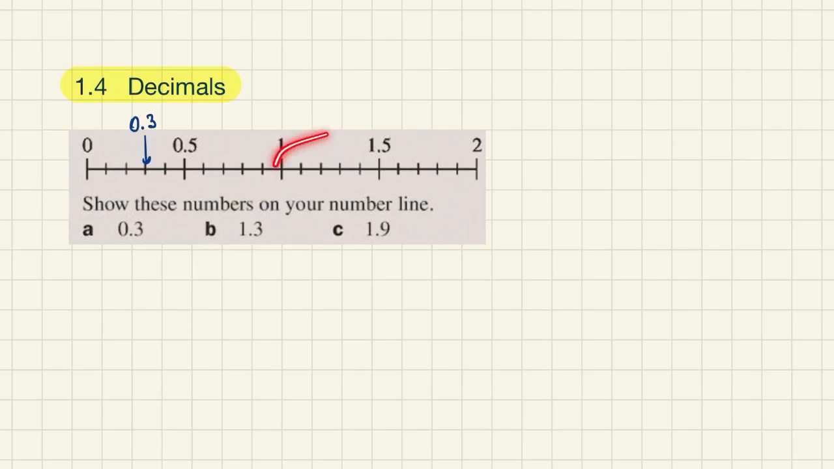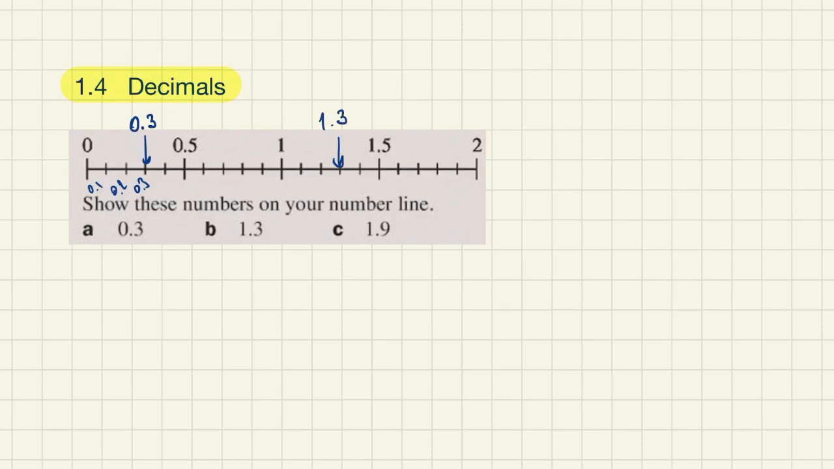1.3 is around here, yeah? So we can already, if you want to, number all of them. So this is 0.1, 0.2, 0.3, but I think this is fairly obvious in this case. This is not a very challenging number line. So 1.3 is going to be between 1 and 1.5 in here. And here we go, 0.1, 0.2, 1.1, 1.2, and finally we have 1.3.